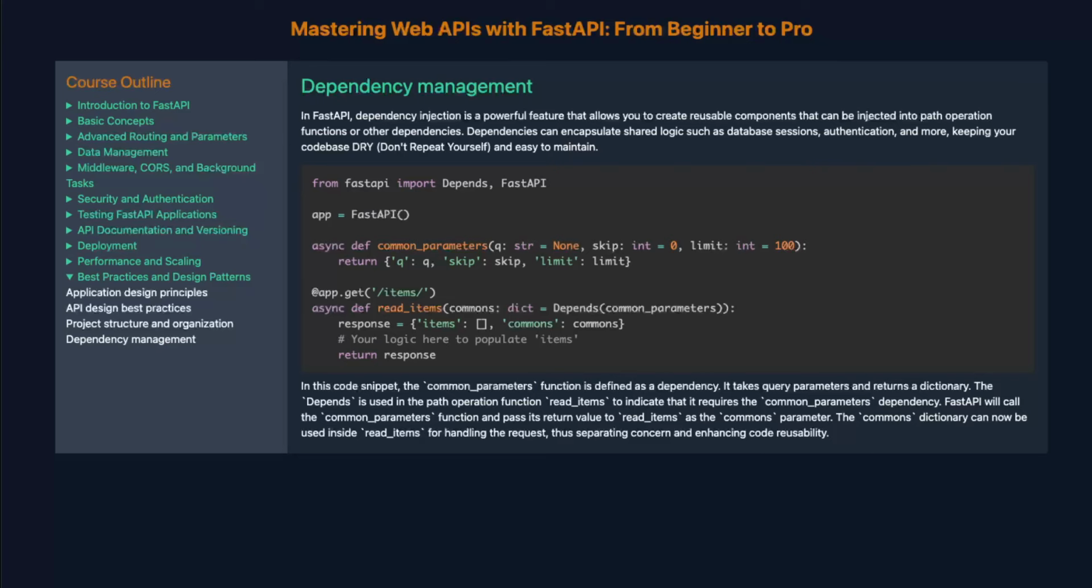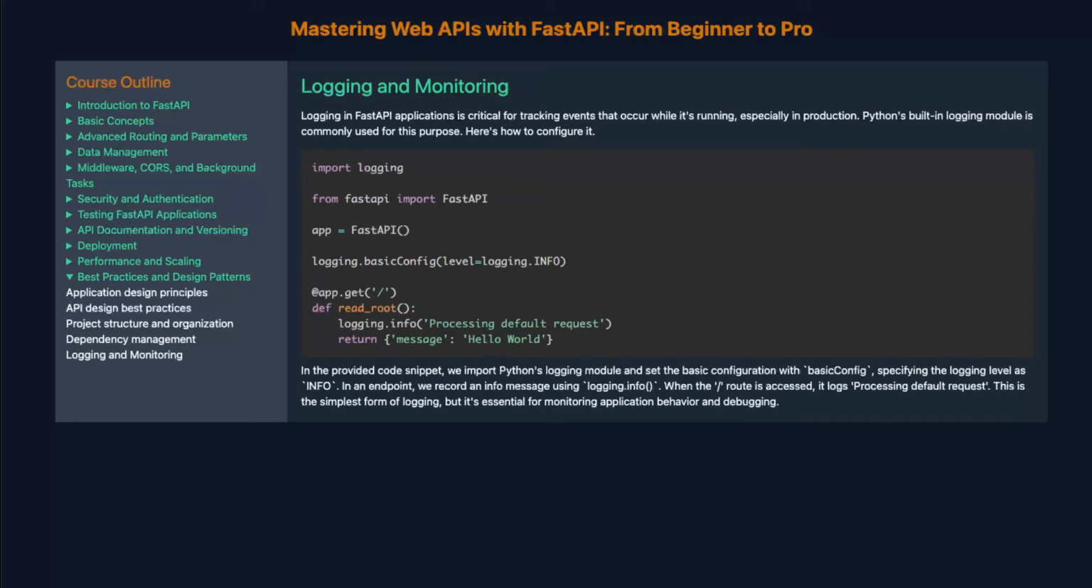reusability. Logging and monitoring. Logging in FastAPI applications is critical for tracking events that occur while it's running, especially in production. Python's built-in logging module is commonly used for this purpose. Here's how to configure it.